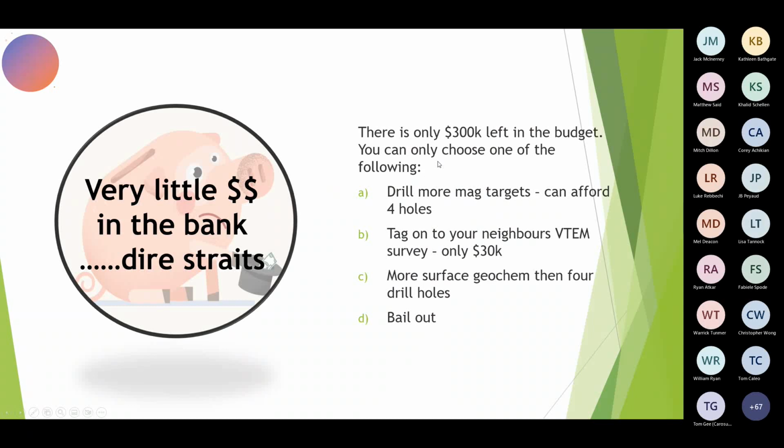We haven't really come up with many ideas so far. We could do some more surface geochem to try and narrow down our area of interest, or bail out of this tenement, which we've already spent $100,000 on. What's our online audience think?